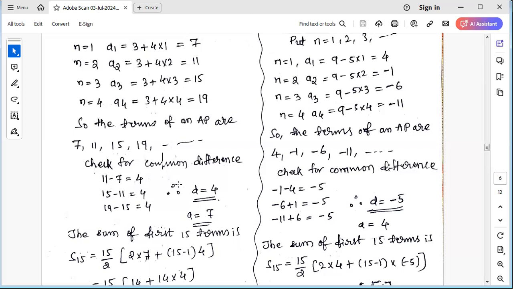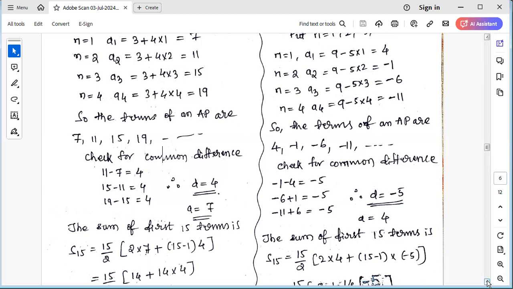Check for common difference. 11 minus 7 gives 4. 15 minus 11 gives 4. 19 minus 15 gives 4. So there is a common difference, and that is d = 4. a is the first term, it is 7. And now you determine the sum.